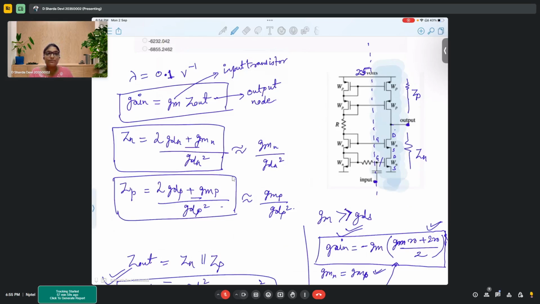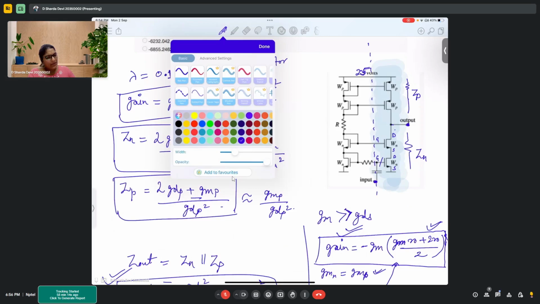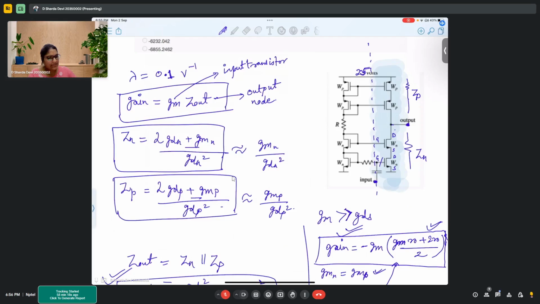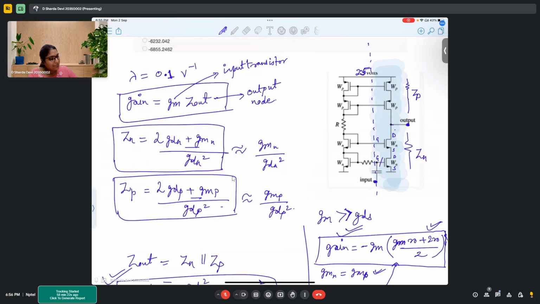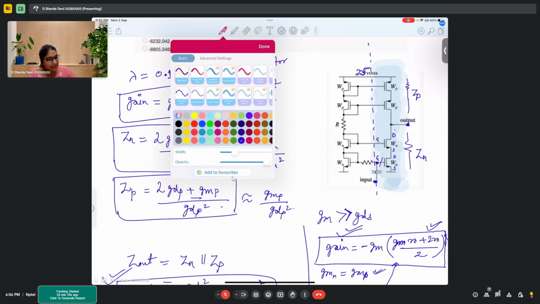Yes, I was just wondering whether the gates of these transistors for the small signal model would be grounded. I mean, apart from the bottom one, the input one, the other three, right? Yes. So here you are giving the input, right? So we consider this to be our AC point. We will keep this intact.